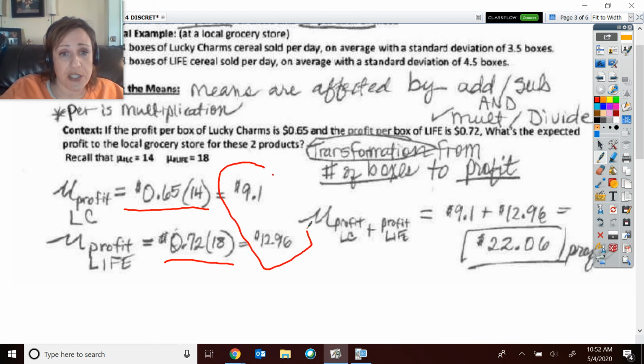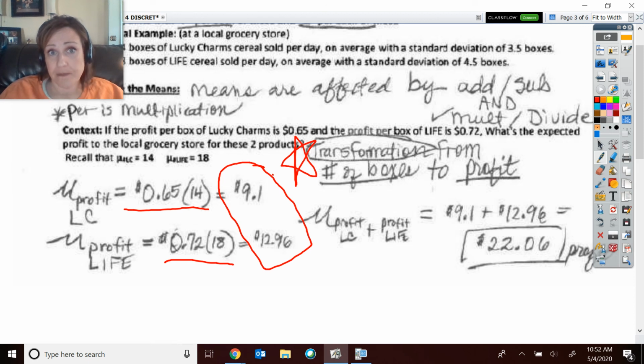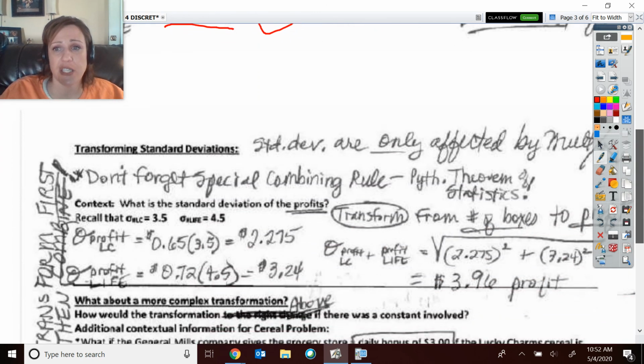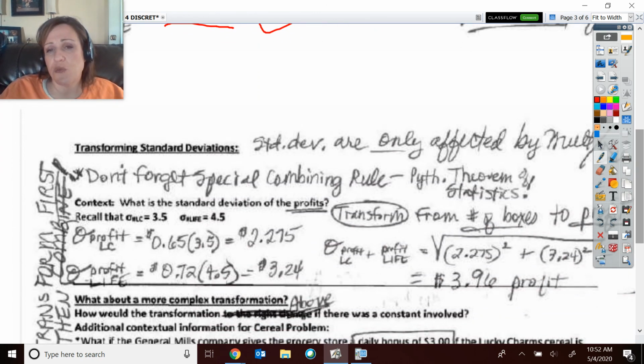So on average, we want to transform first and then combine. If you're changing units, transform first and then combine. So now I can combine those together and I get my profit. All right, but let's take a look at how this looks with standard deviation.